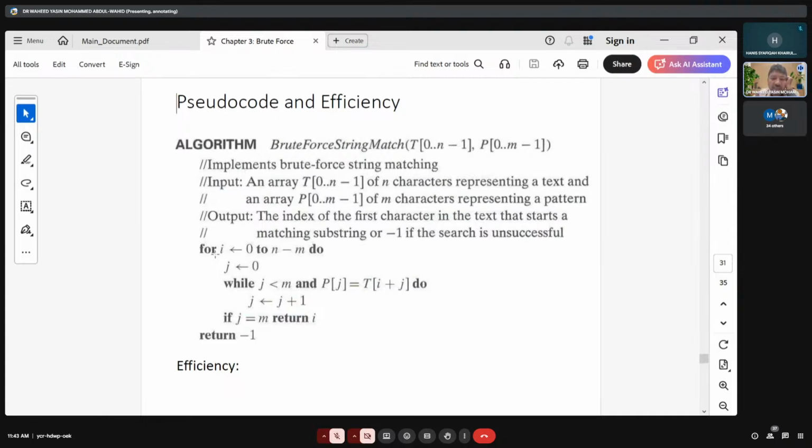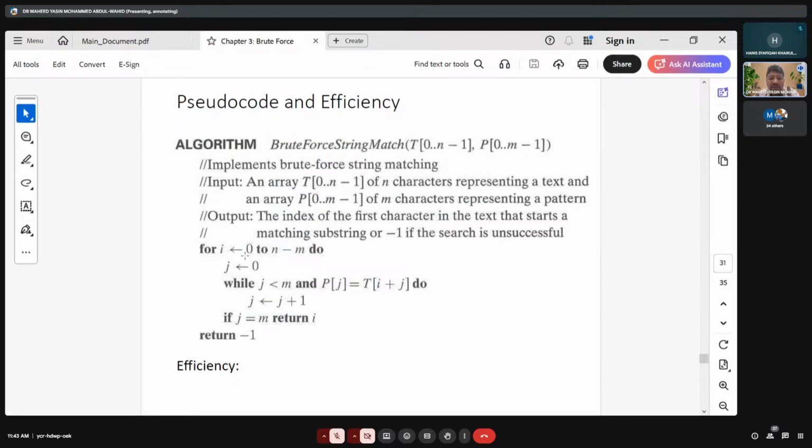Here is the algorithm: for i equals 0 to n minus m do, j equals 0, while j is less than m and P[j] equals T[i plus j], do j equals j plus 1. If j equals m, return i; else return -1. This is the algorithm for brute force string matching.